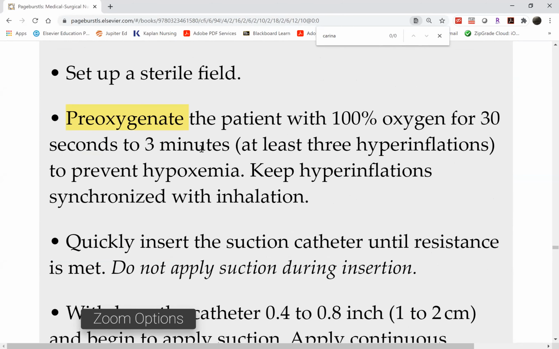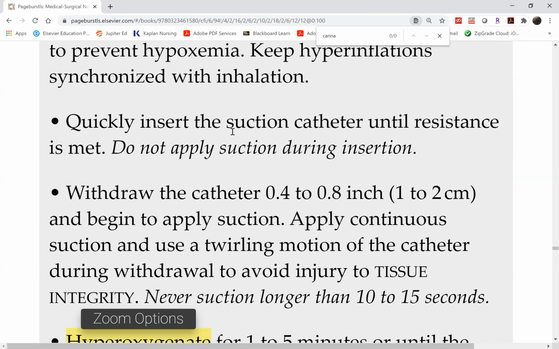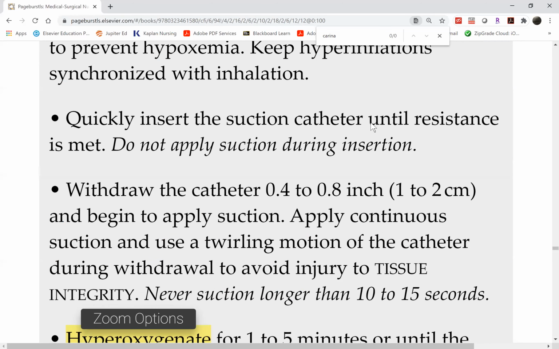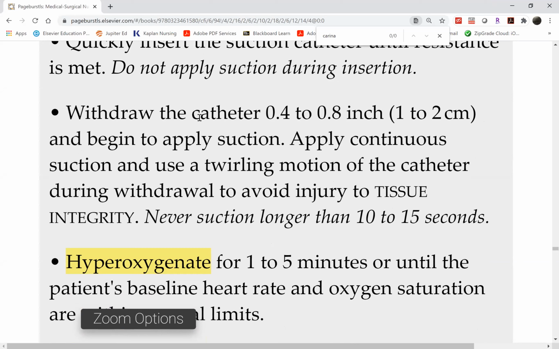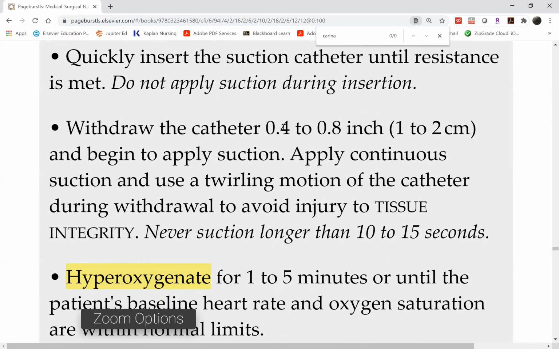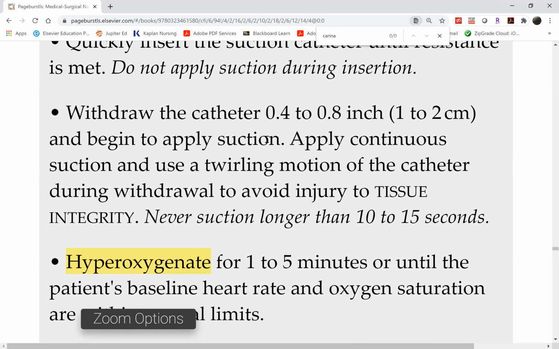how long you pre-oxygenate and how you suction. You insert the catheter until, how deep do you put the catheter in? Until resistance is met. Okay, until it comes out of the rectum. No. Okay, so if you meet resistance, then you already hit the carina. So pull back a little bit and then apply suction. So here, we draw the catheter back 1 to 2 centimeters when you meet resistance, and then start applying suction. It is now continuous.